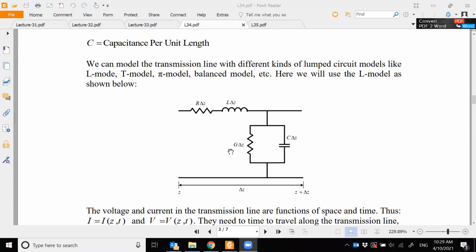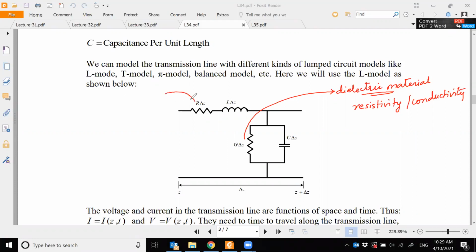Now this conductance is basically coming from the dielectric material. It is coming from the dielectric material's resistivity or conductivity, so you should not get confused. And this resistance is from your metal, your conductor. This is from the conducting metal's resistivity.